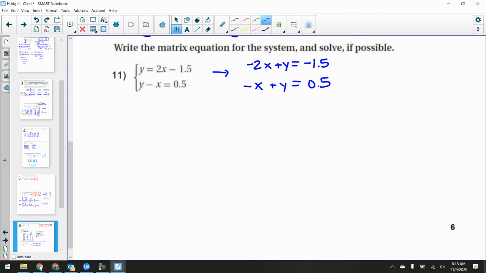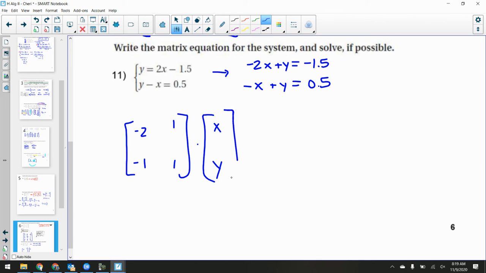All right, so now here is my matrix equation. My matrix equation is the coefficient matrix, negative 2, negative 1, 1, 1, times your variable matrix, in this case just x, y, is equal to our constant matrix, negative 1.5, 0.5. That's what I want to see when I ask you for the matrix equation. I want to see it all written out.